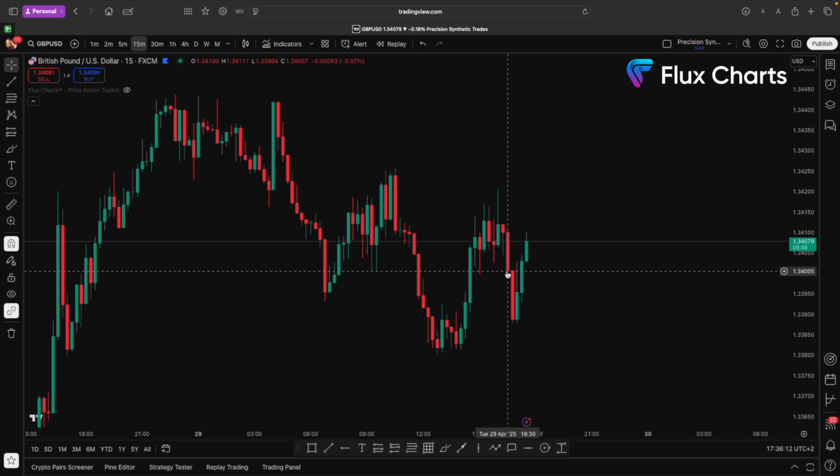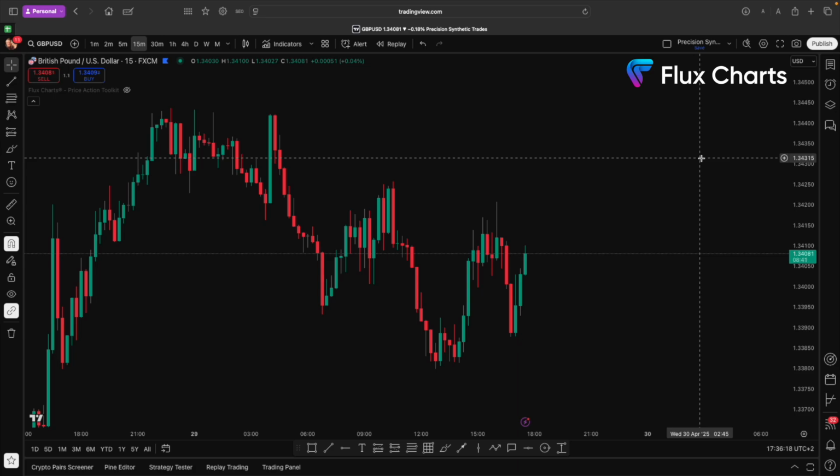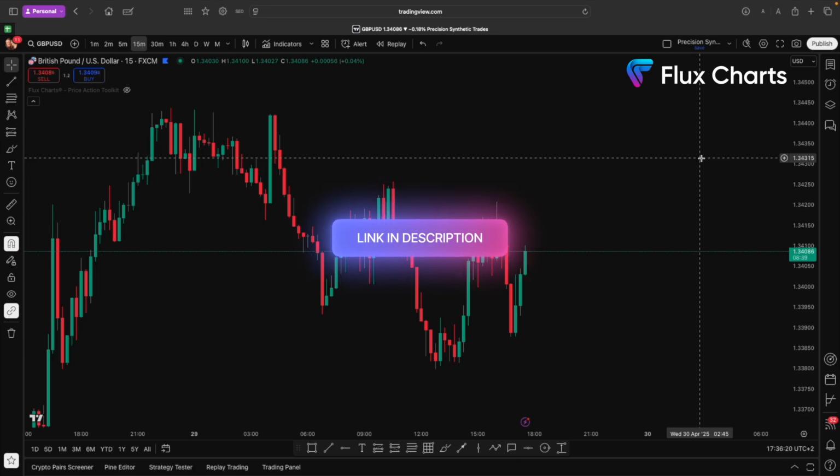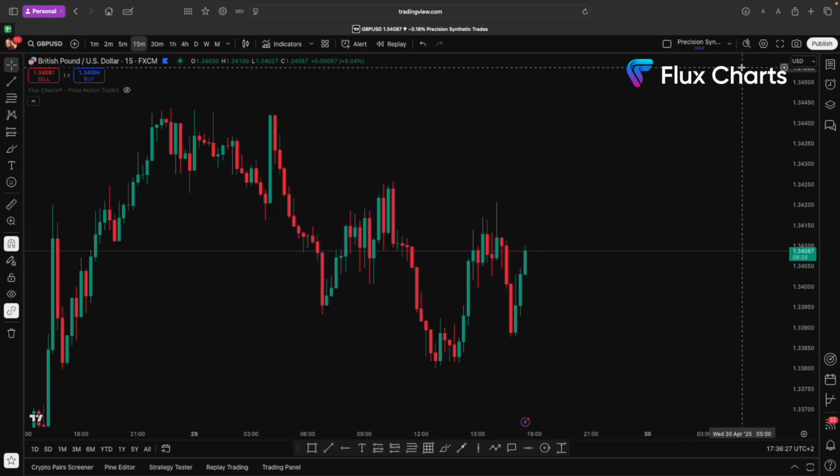Alright, so I'm just going to show you in detail what this indicator can do, and then you can go try this out by yourself as well. Link is in the description for this indicator. Go have a look at Flux Charts on the website and look at what they have to offer to make your trading analysis a lot more efficient and a lot more cleaner.